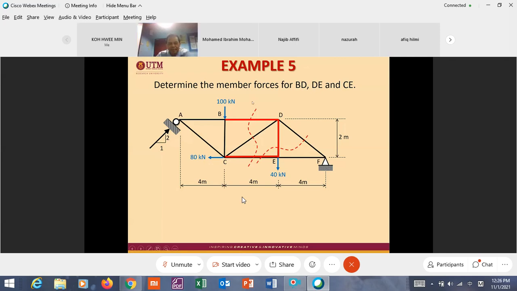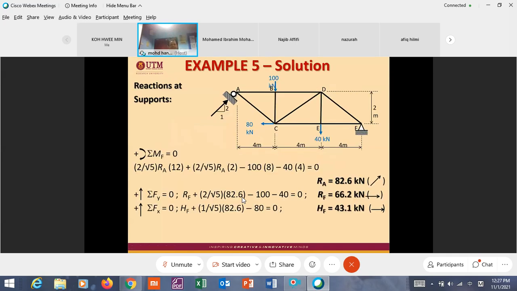So from this section cutting, you can calculate the force in BD, CD, and CE. Then you can calculate another two members.